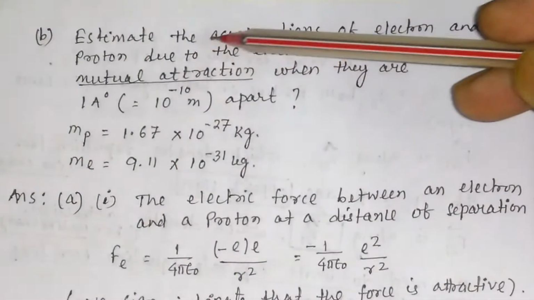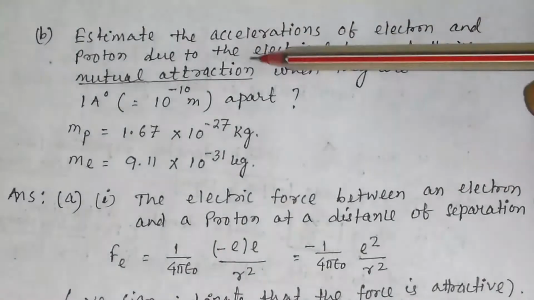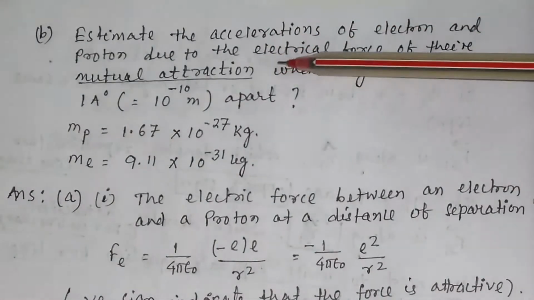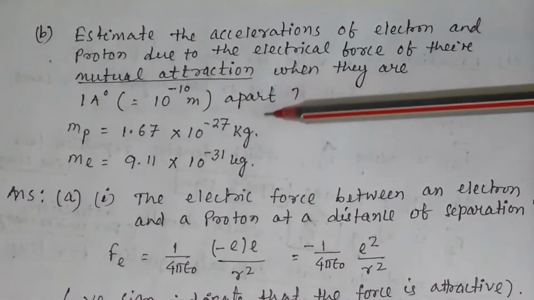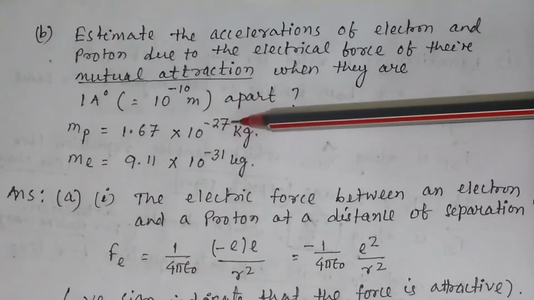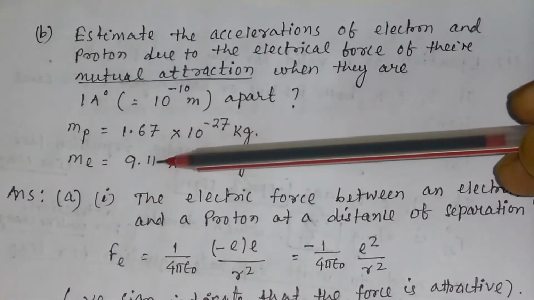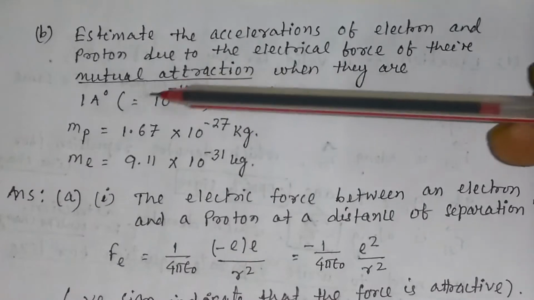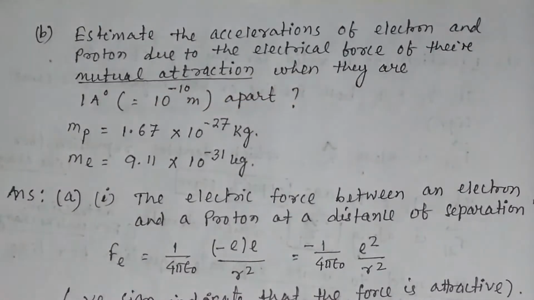Next question: estimate the accelerations of electron and proton due to the electrical force of their mutual attraction when they are 1 angstrom apart. The mass of the proton is given as 1.67 × 10^-27 kg. The mass of the electron is given as 9.1 × 10^-31 kg, and we know 1 angstrom is equal to 10^-10 meter.